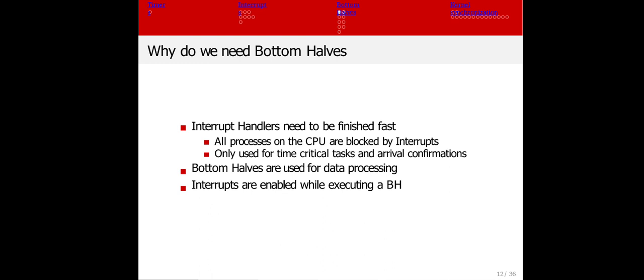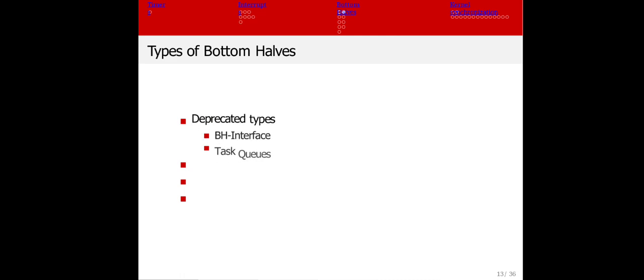So, types of bottom halves. There are four types of bottom halves: deprecated types, soft IRQ, tasklets, and work queues. In the deprecated type, there are two things. One is the bottom half interface. The second one is task queues.